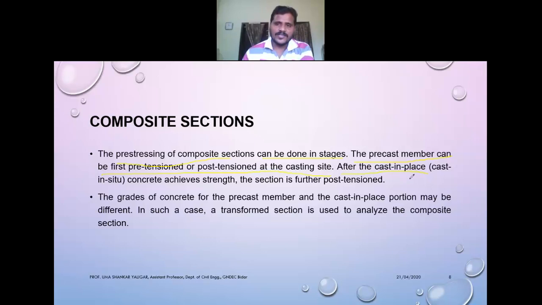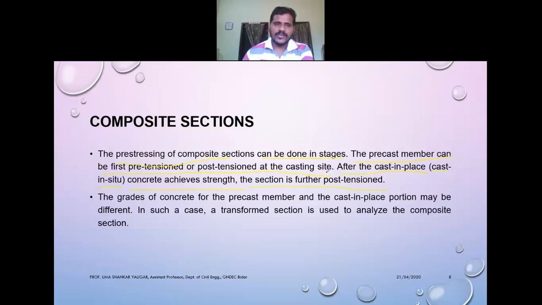That top flange we will construct by cast in place or cast in situ, where we do the concreting there only, to achieve the strength. And this section is further post-tensioned. Means after the construction of the cast in place top flange, to achieve the strength, the entire section is further post-tensioned. In this way we can see the composite section.